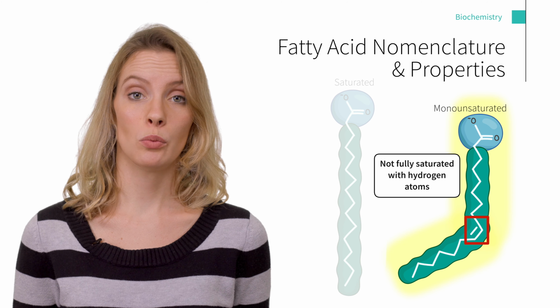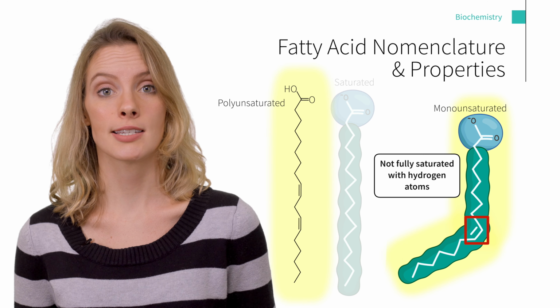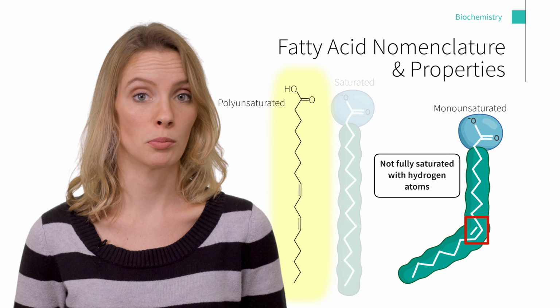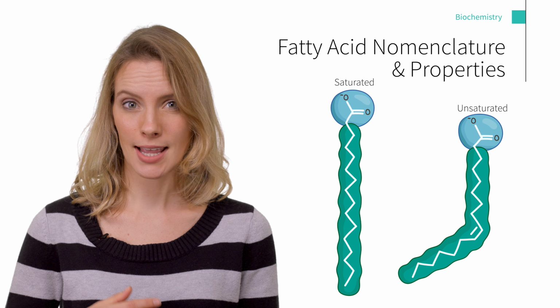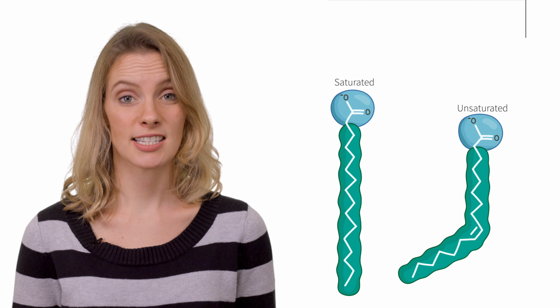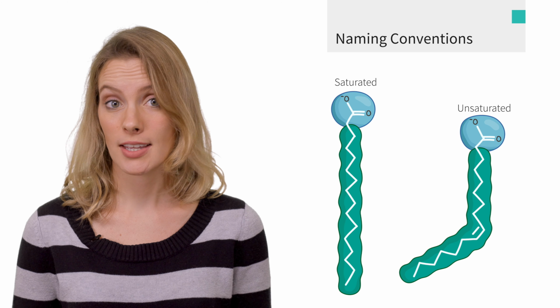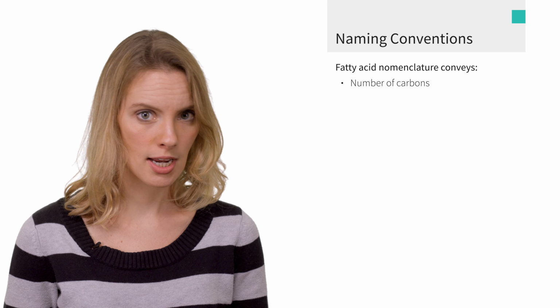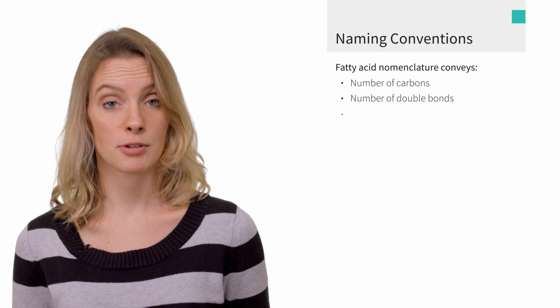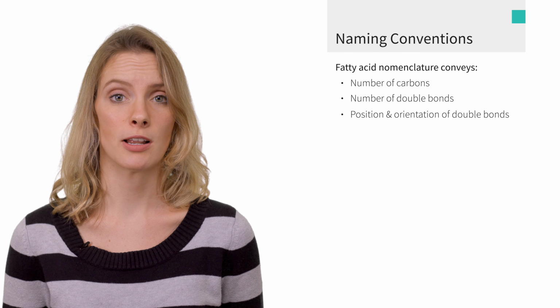Monounsaturated fatty acids have only one double bond, whereas polyunsaturated fatty acids contain two or more. So, simple enough. But where fatty acids start to get really complicated is in their nomenclature. If you think about it, there's quite a bit of information for the name of a fatty acid to convey: the number of carbons in the chain, the number of double bonds, and the position and orientation of these bonds.